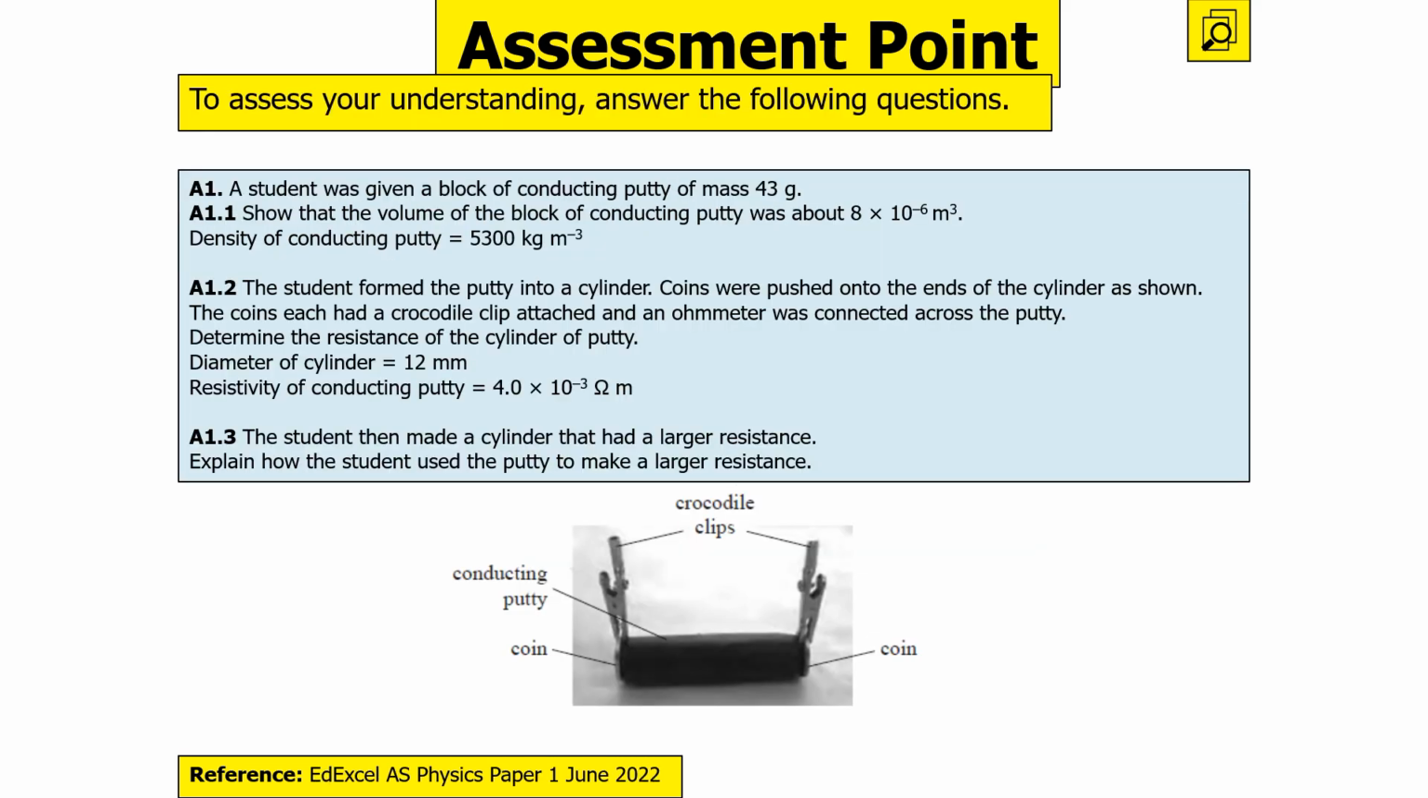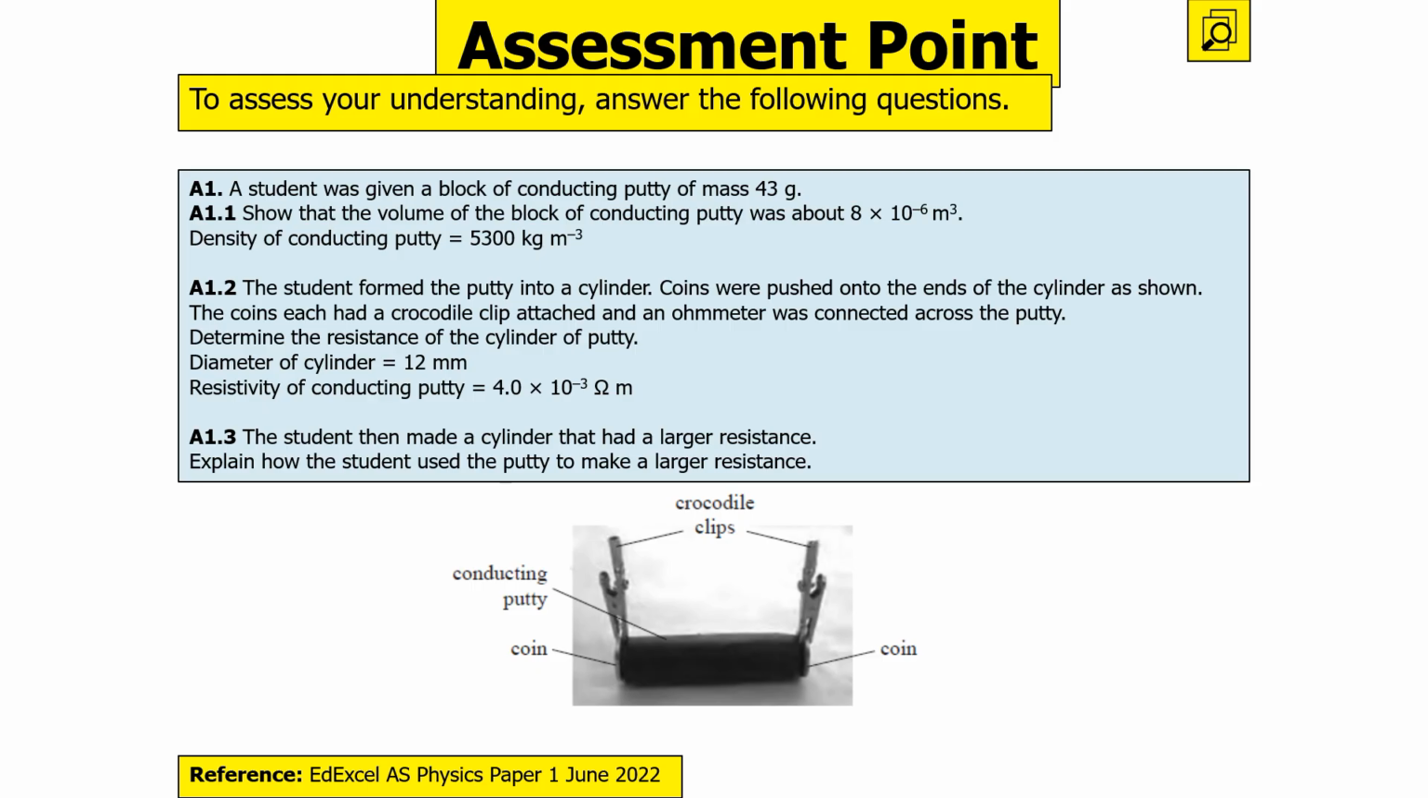Our next question says, a student was given a block of conducting putty of mass 43 grams. Show that the volume of the conducting block was about 8 times 10 to the minus 6 meters cubed. The density of the conducting putty is 5,300 kilograms per meter cubed. The student formed the putty into a cylinder. Coins are pushed onto the ends of the cylinder as shown. The coins each had a crocodile clip attached and an ohmmeter connected across the putty. Determine the resistance of the cylinder of the putty.